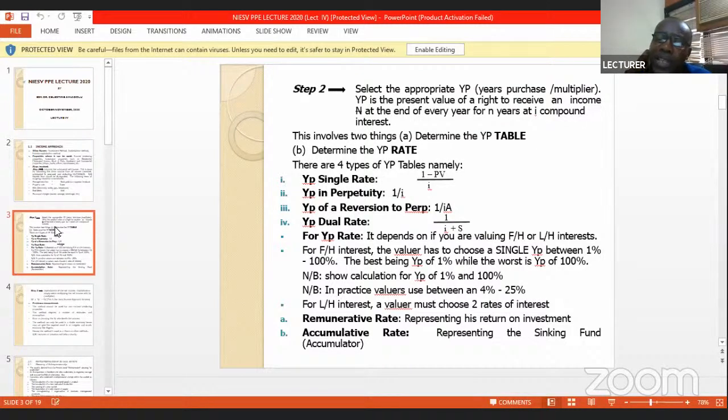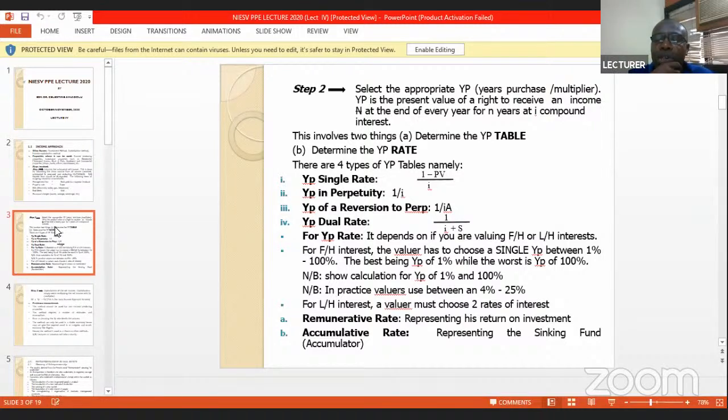The landlord gives out to a tenant and creates a leasehold interest. The leaseholder gives out to a subtenant and creates a sublease. The subleasee can also give to a sub-under-leasee, and he creates what we call a sub-under-lease. All these should be valued with YP dual rate.